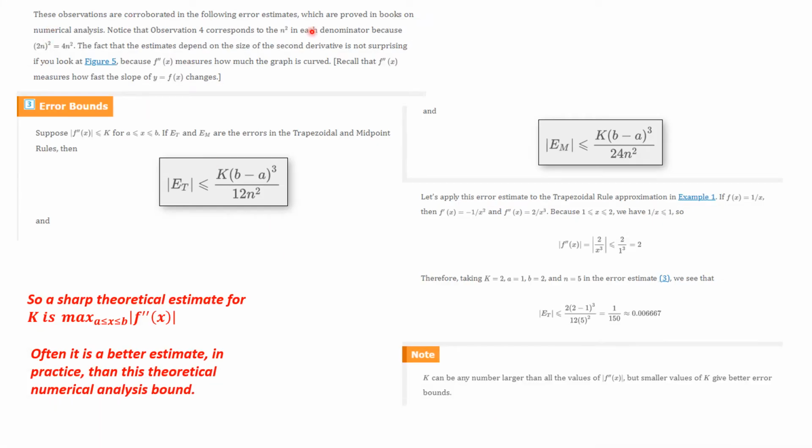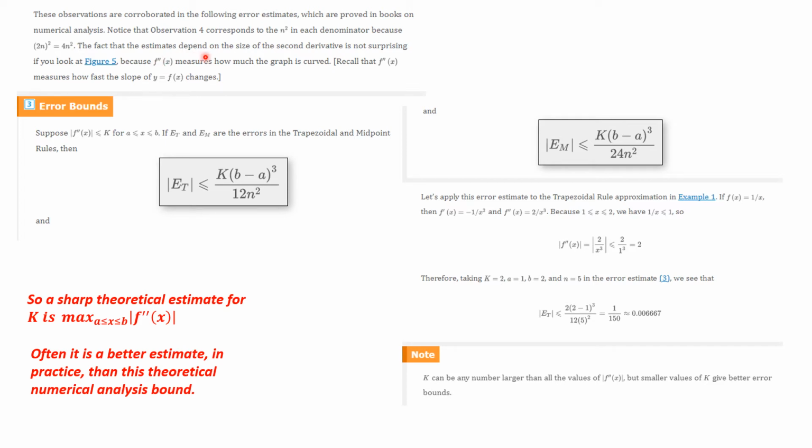Now, these observations are in fact corroborated in the following error estimates, which are proved in books on numerical analysis and also in books on advanced calculus, not in Calculus 2. Notice that observation 4 corresponds to an n squared in the denominator. That means if you double n, you improve by a factor of 4.